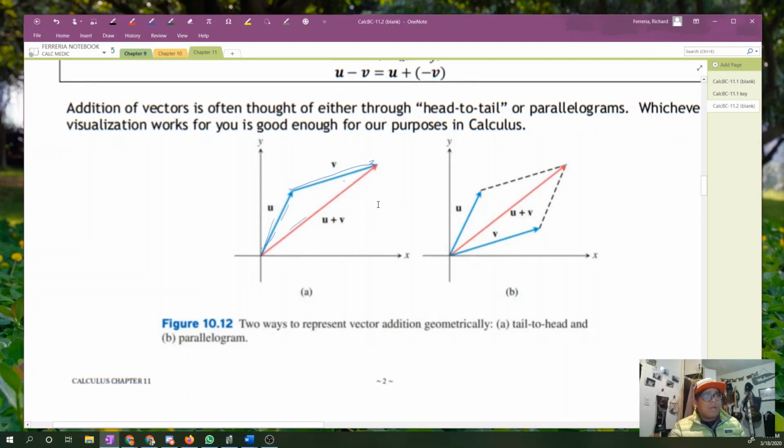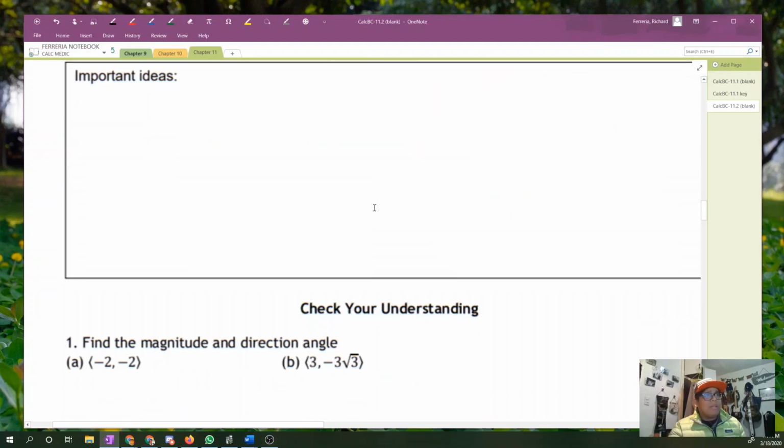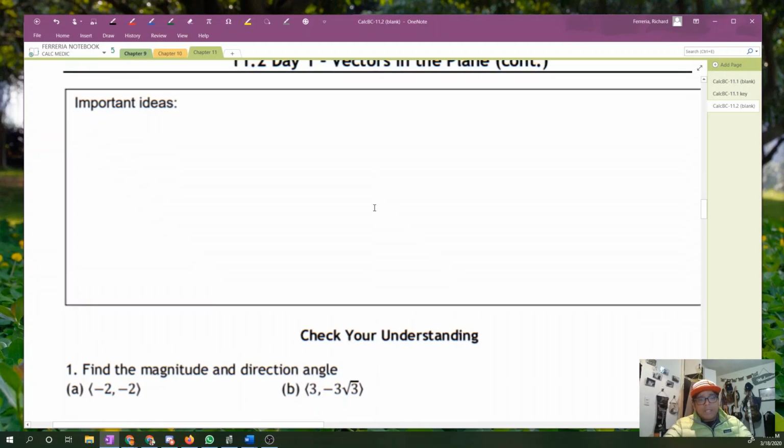And that's all we have, really. So let's get our important ideas down on paper here.